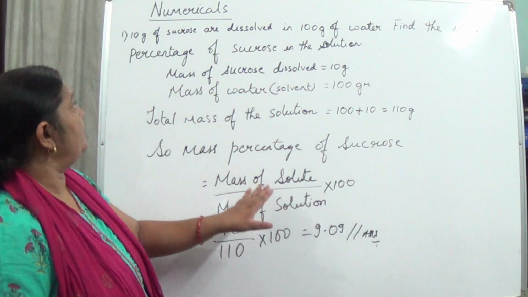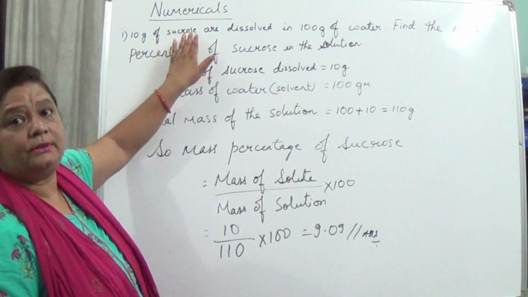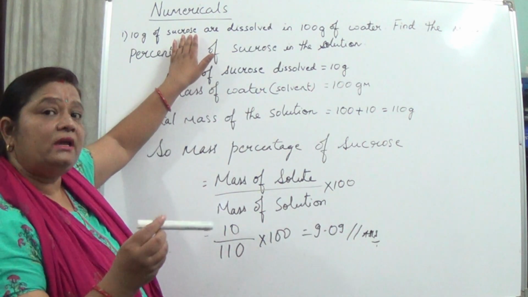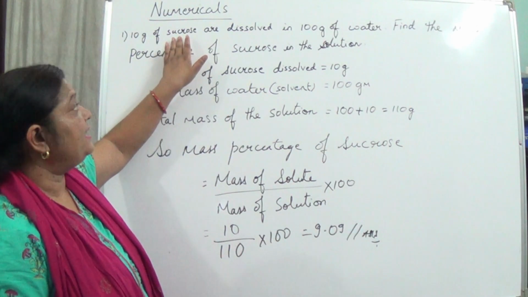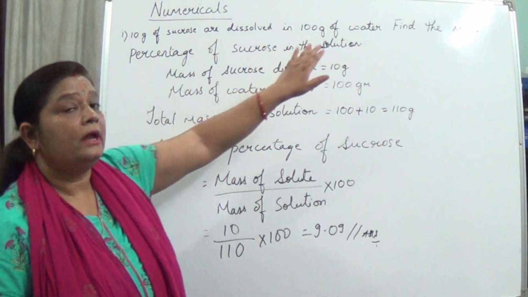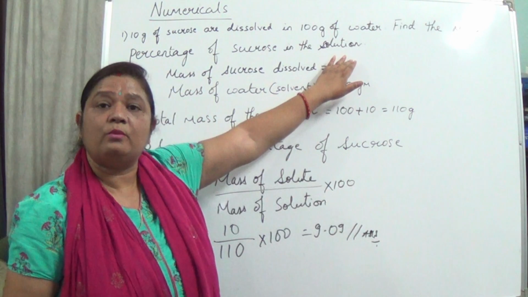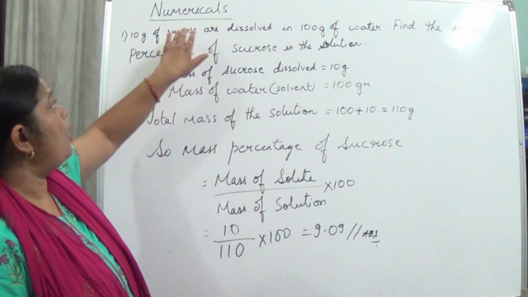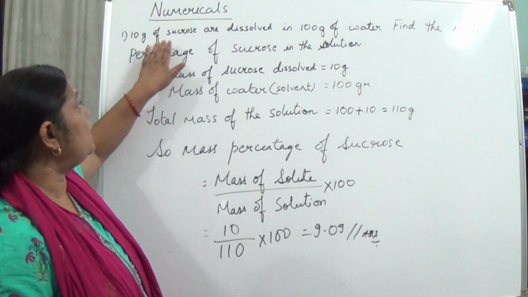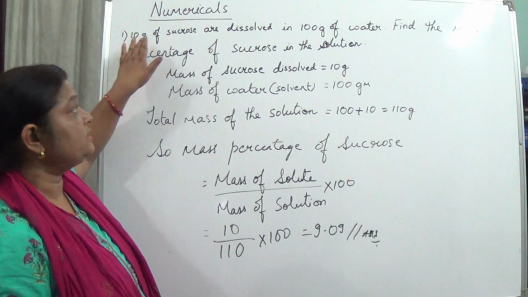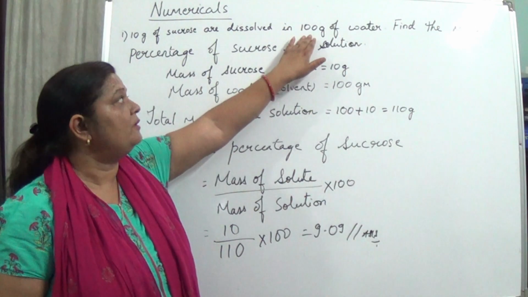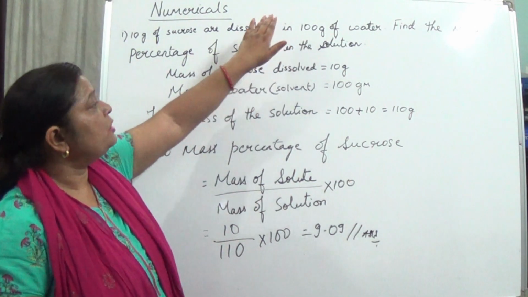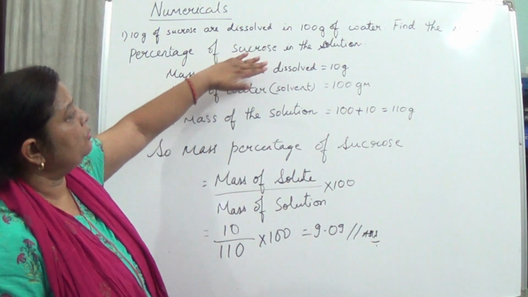Okay. So here, which is the solute? Solute is what is being dissolved. So here what is being dissolved? That is sucrose, isn't it? In what is it being dissolved? In water. So water is here what? Solvent. So how much sucrose is being dissolved? It is 10 grams of sucrose. It is being dissolved in how much water? 100 grams of water. Okay. So here you have to take out what?